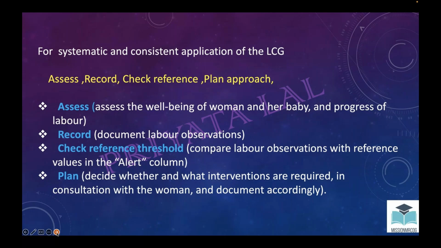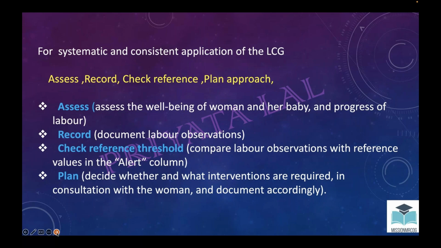So for every parameter, first of all, the person who is observing the woman has to assess it. Okay, what is the parameter they are assessing? After that they would record it in the labor care guide. Then for every column there is a reference threshold, I'll be speaking about it. So they have to check.